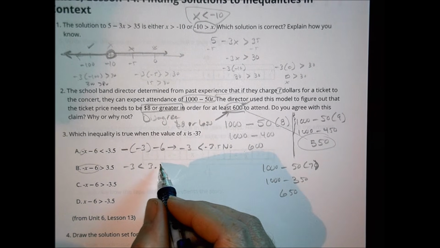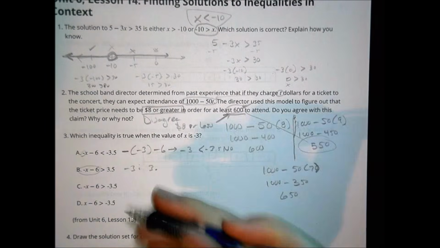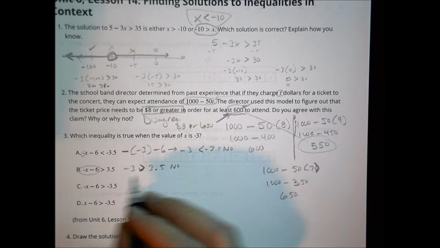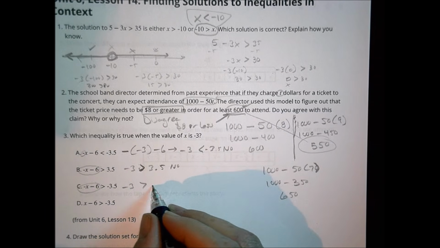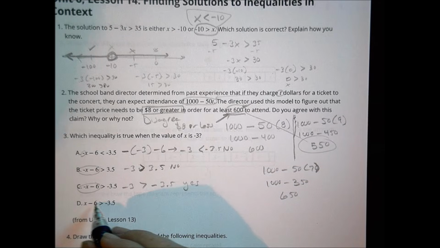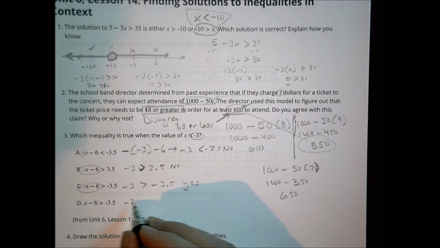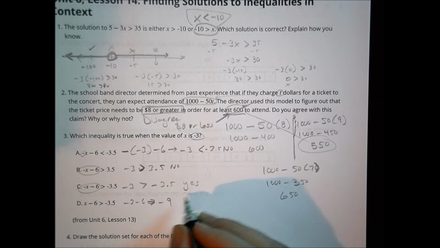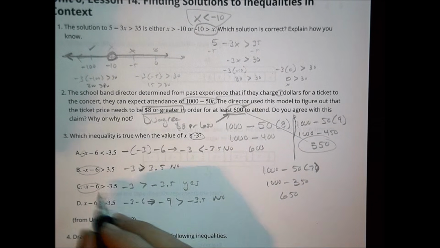Oh, sorry, it's not less than there. Is negative 3 greater than 3.5? We would say no. Same thing here. Is negative 3 greater than negative 3.5? We would say yes. And this one here is a little different, still using negative 3. Negative 3 minus 6 is actually going to be negative 9. Is negative 9 greater than negative 3.5? We would say no. So our solution is going to be this one right there.